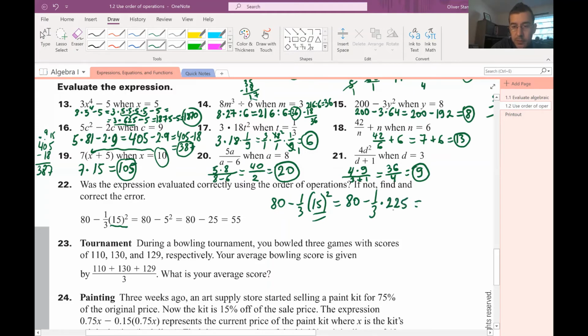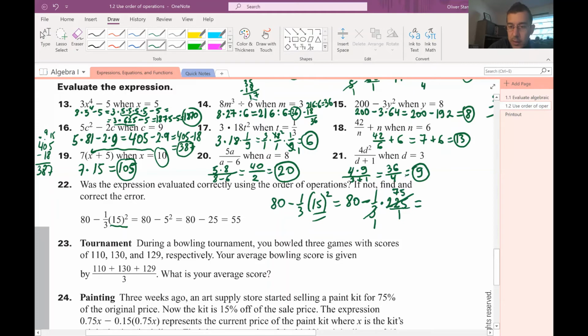Then 225 can also be written as 225 over 1. Now we have subtraction and multiplication. Of course, multiplication is done first. So 225 and 3 can be cancelled out by 3. So 3 divided by 3 is 1, and 225 divided by 3 is 75.